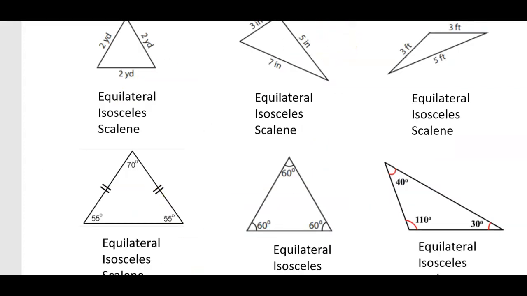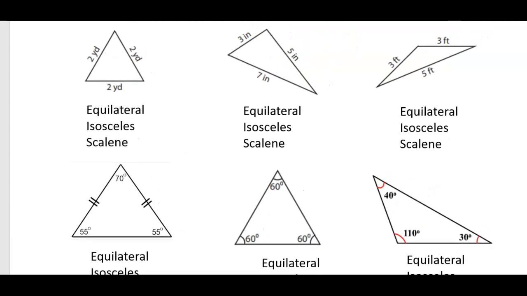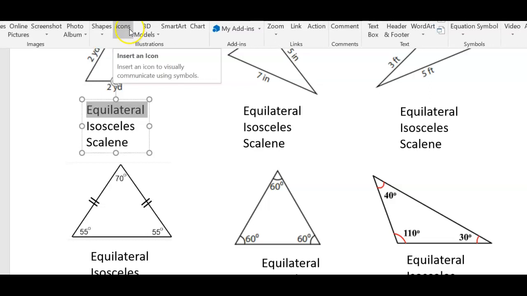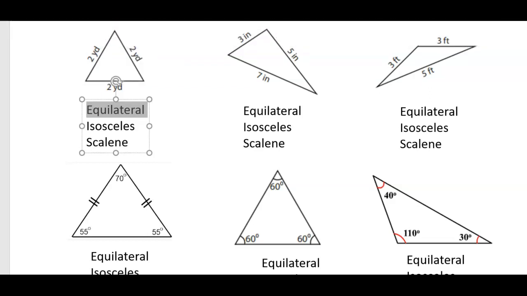The first row on top is what we're going to work on first, and in this row, they all are measured by their side lengths. So for the first one, all three sides are 2 yards. So if all three sides are 2 yards, that means that they're all the same and it's going to be an equilateral triangle. All right. Now, also it qualifies as an isosceles triangle because at least 2 sides are equal. So it's equilateral and it's isosceles.